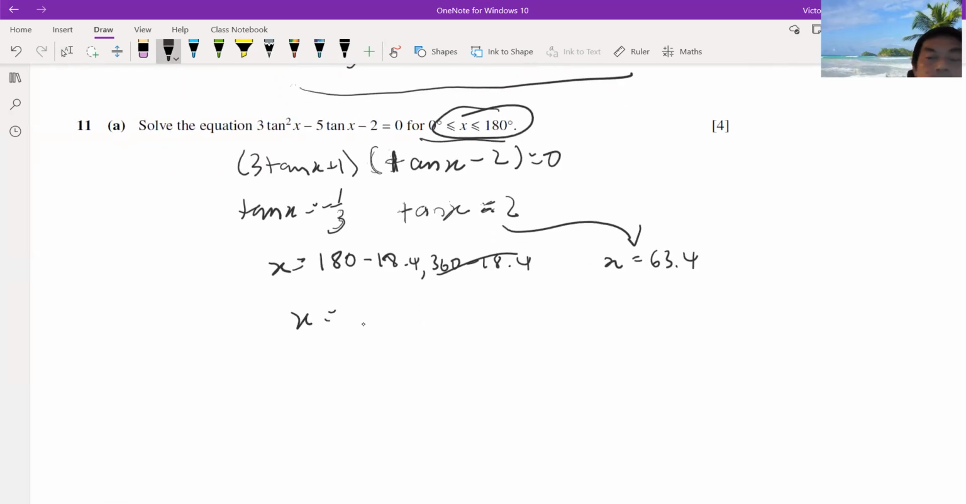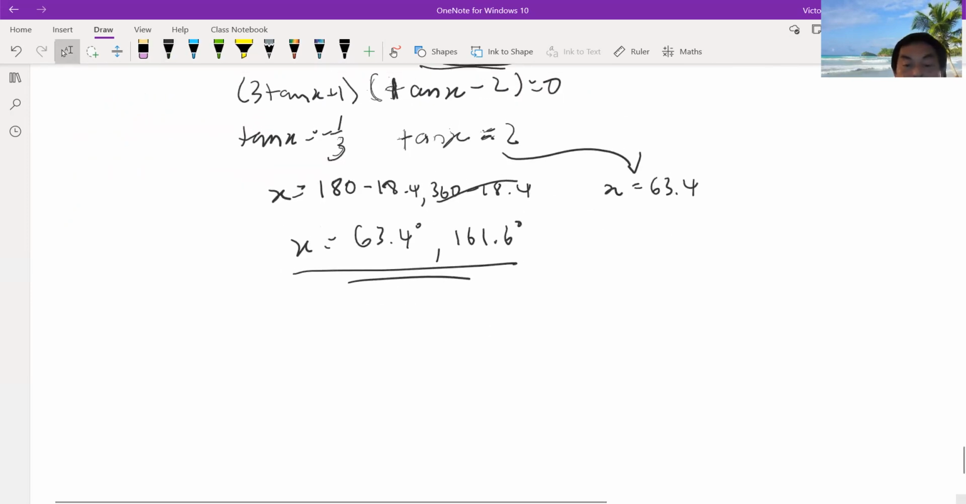So in total, there are two solutions. The first solution is 63.4 degrees, the second solution is 161.6 degrees. That's the solution. Next. Let me see if there's one more.